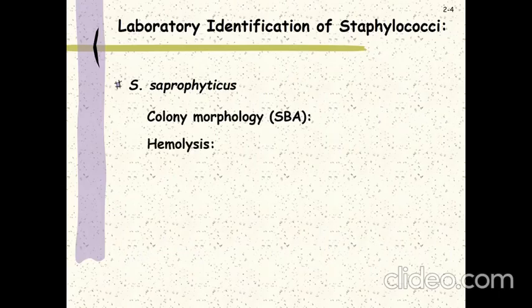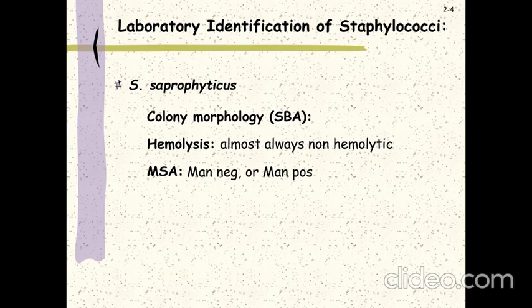Hemolysis for saprophyticus on SBA, it's almost always non-hemolytic. And MSA reaction, what is the MSA reaction if we had saprophyticus growing? Mannitol negative or mannitol positive? Which one would it be? It would be either of those, right? Mannitol negative or mannitol positive. So, can get either reaction out of it.